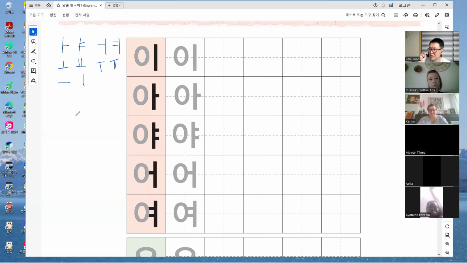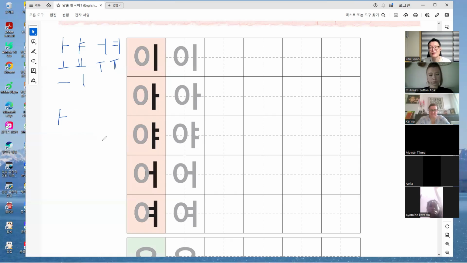All Hangul have to start only with a consonant, not a vowel. All Hangul have to start only with a consonant first. So these are just vowels. These are not perfect Hangul yet. Only vowels. So nobody can read what this is in Korean, because this is not perfect Hangul, just vowel, right?